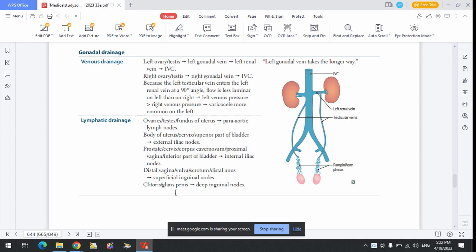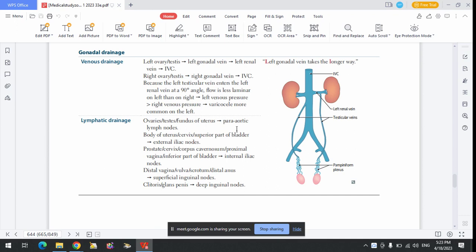Do you guys get it now? So I think the superficial inguinal and the deep inguinal should be easy to learn. The para-aortic is straightforward. That's just the gonad. So gonad, para-aortic: ovaries, testes, and the fundus of the uterus, para-aortic.